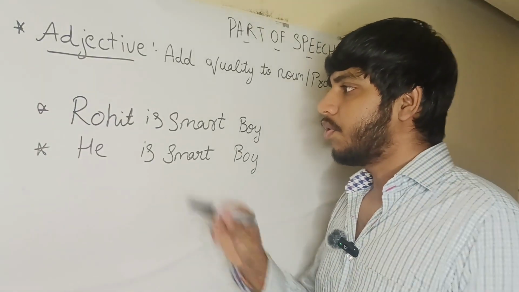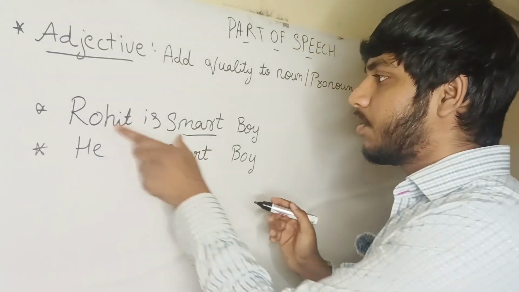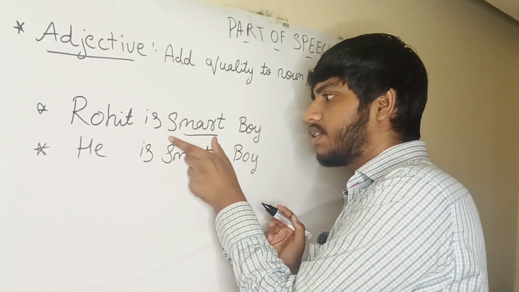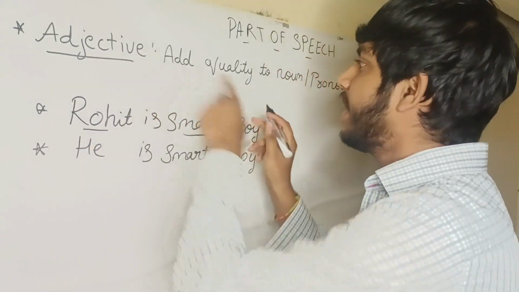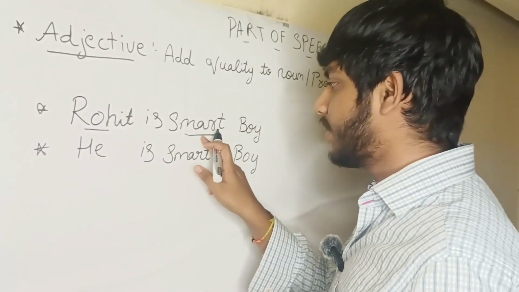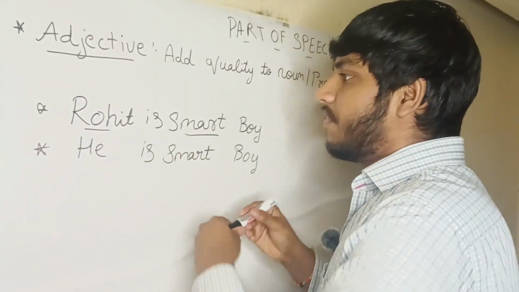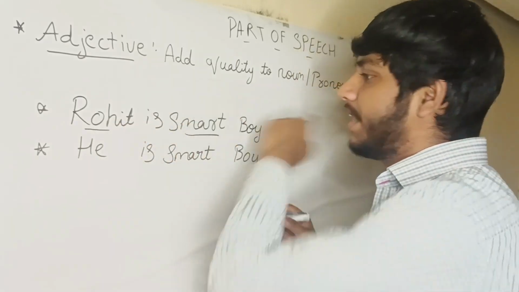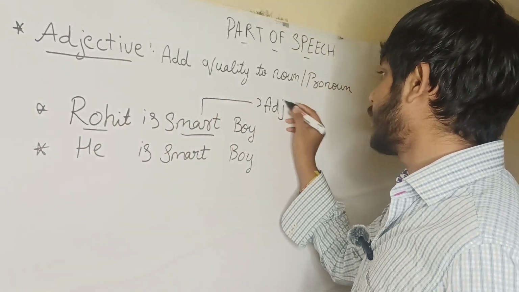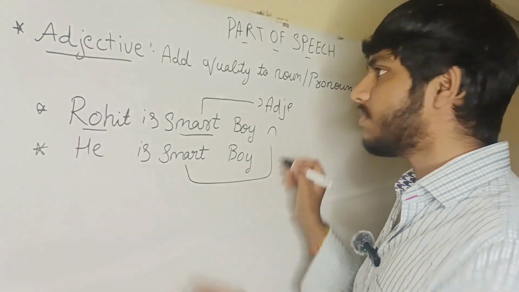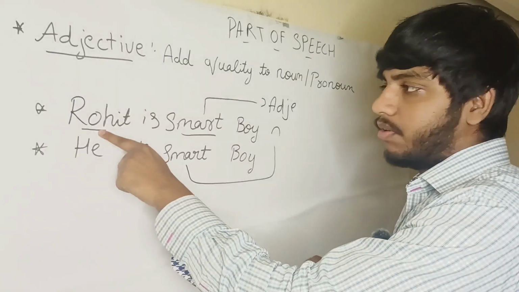So here, Rohit is a smart boy. Here, smart. You see, the word smart is for Rohit. Rohit is a noun, adding quality to the noun. Okay, Rohit is a smart boy. Smart is a word which is adding quality to the Rohit. So smart is an adjective. Rohit is a smart boy, adding quality to the noun.